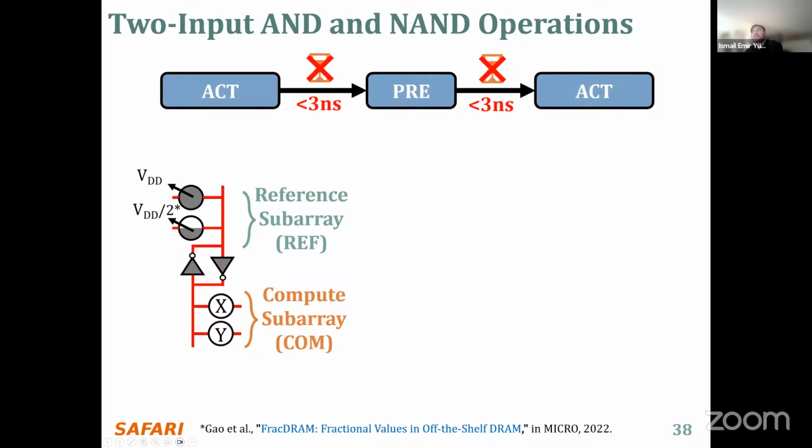So again, we issue back-to-back activate and precharge commands to activate these rows simultaneously. And what happens is that the bitline becomes a function of the stored values. To keep things simple, we can assume that the bitline becomes the average of the values that are stored in the activated rows. For the reference subarray, it becomes the average of VDD and VDD half. For the compute subarray, the bitline becomes the average of X and Y.